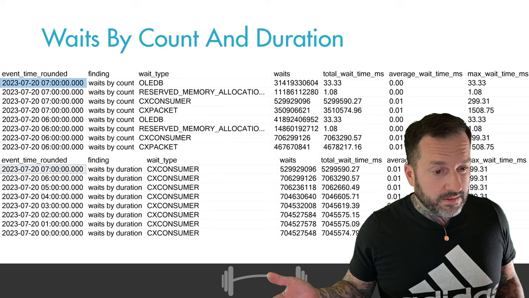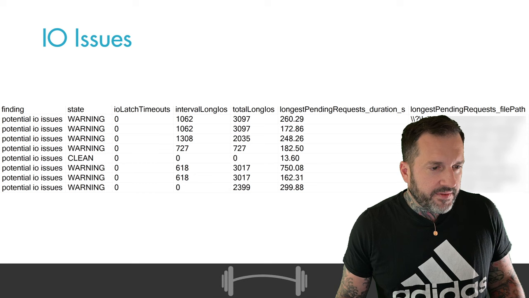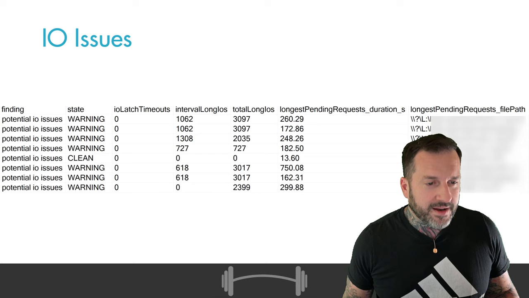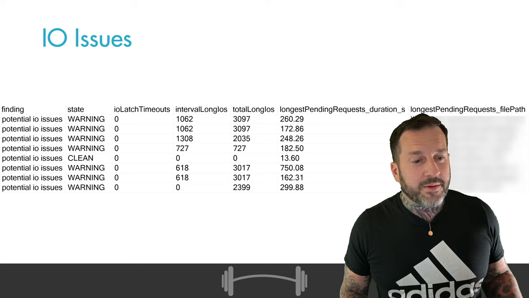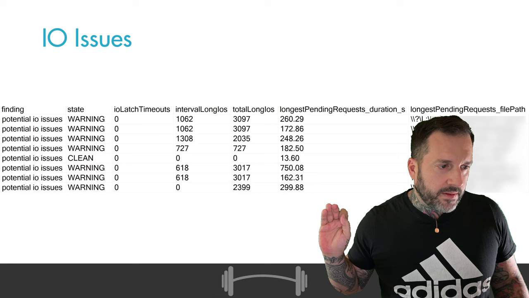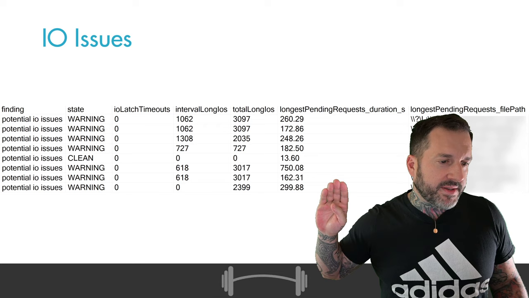You can also find when there were I/O issues on your server. Now, this section I found some really interesting stuff in a couple places. You can see that the longest request path behind my head is a little bit blurred out for obvious reasons. If you can figure out which server I was on, because there's an L drive and a D drive, God bless, you are quite the Columbo. But in this section, you can see there are a bunch of warnings in there, right? So you can see that there were no I/O latch timeouts, but there were a significant number of long I/Os, in total long I/Os, and then the longest pending requests in seconds for things. And this is summed up per pending request file path.